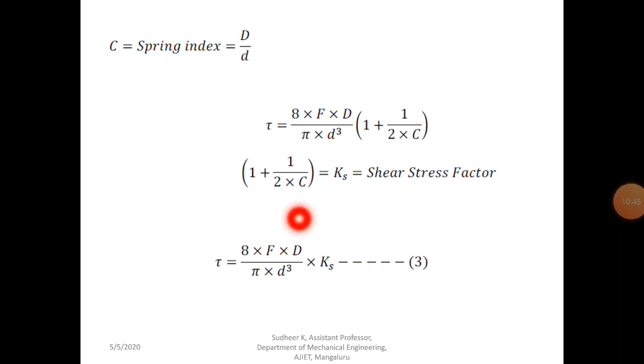Therefore I will replace 1 plus 1 divided by 2 into C by Ks, the shear stress factor. The equation becomes tau equal to 8FD divided by pi into d cube into K suffix S. I will consider this as equation number 3.